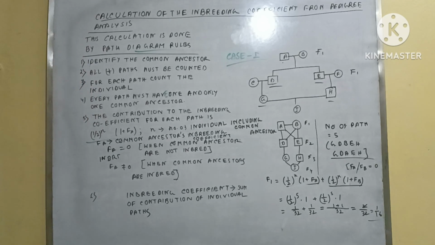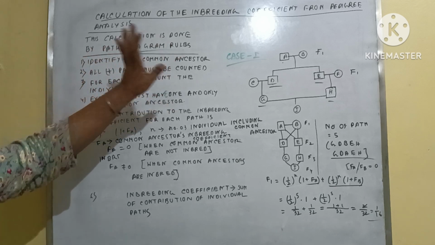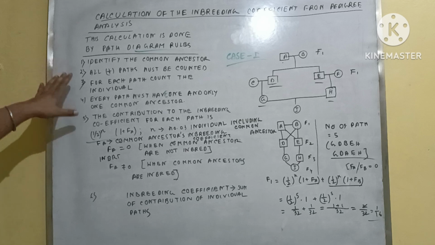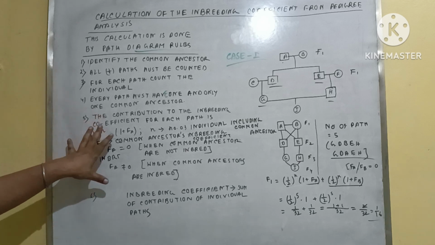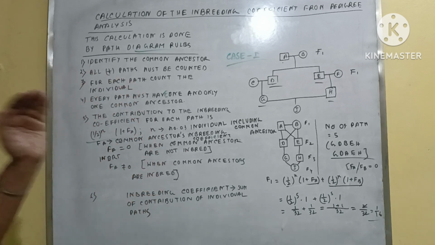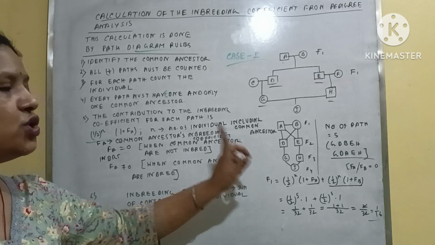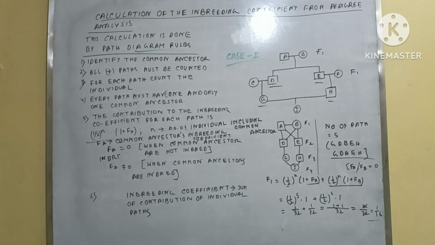So here is the calculation of the inbreeding coefficient from the pedigree analysis, and this calculation is done by the path diagram rules. Here are some rules. First you have to learn these rules, and then you can calculate this coefficient. F1 is the coefficient you can calculate.